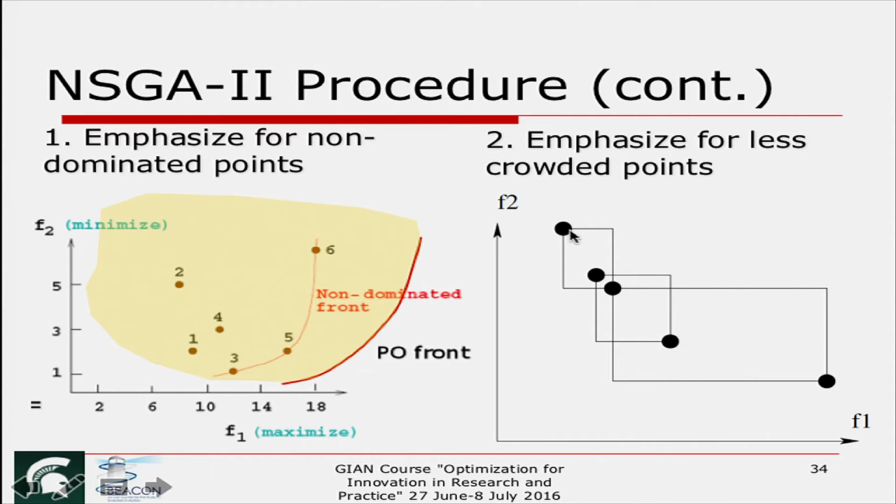Maybe the 2 extremes and 1 in the middle, maybe this one, this, and this will make a very good distribution. If you take these 3, then it's not a very good distribution because you're not covering the entire front and they're all close to each other. These 3 again are not very good because you're not taking the extremes. So what we do to achieve this is introduce the crowding distance.